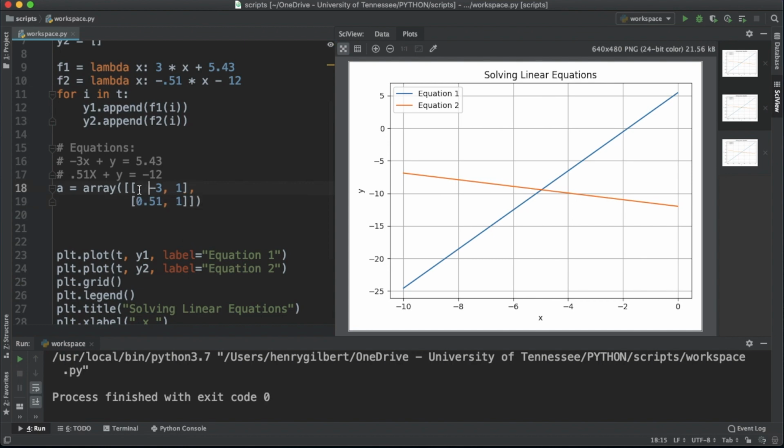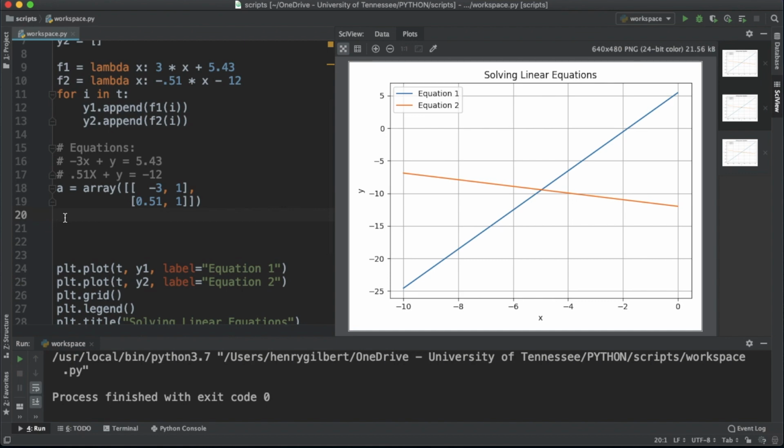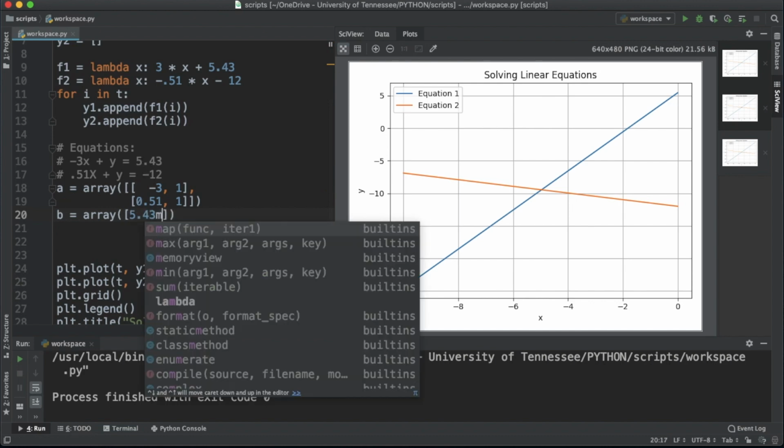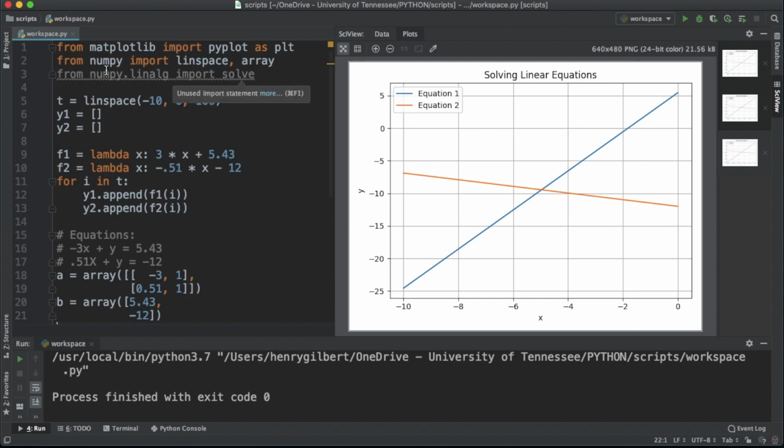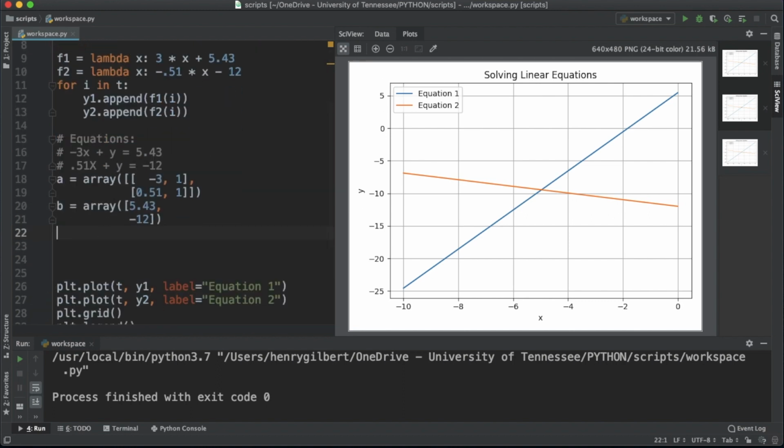Let's define another array called B, and those values are going to be the constants we have here on the right-hand side of the equation. So that's going to be 5.43 and negative 12. Solving the equations is easy. All we have to use is the solve function from numpy.linalg. So let's create a variable called answer equals solve, and we're going to input the A and B matrix with A as the first argument and B as the second.